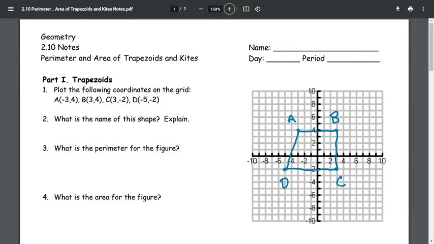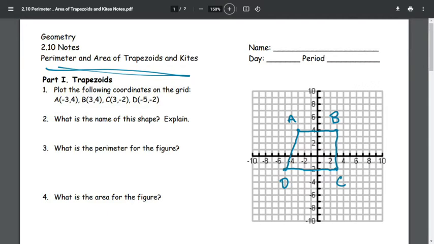Okay, so today we are going to look at perimeter and area of trapezoids and kites. So last class we talked about the properties of trapezoids, and now we're going to use that to help us figure out area and perimeter. So this first part, we're just going to look at regular trapezoids.